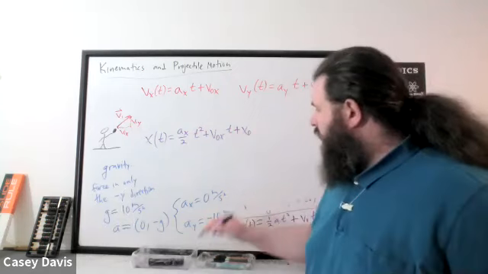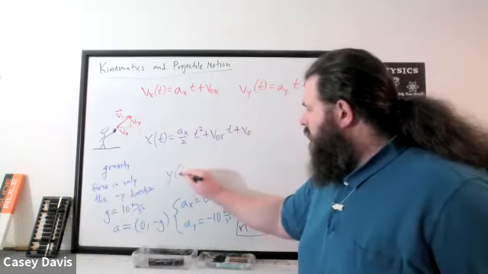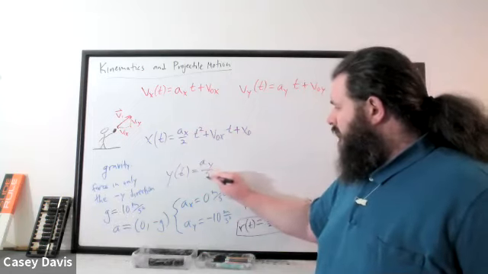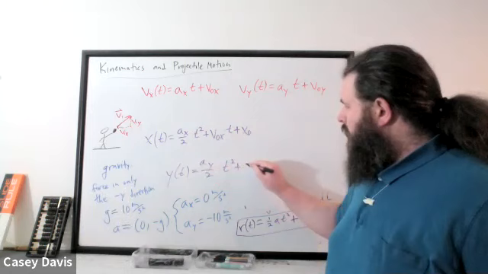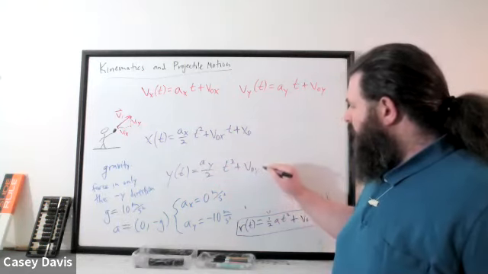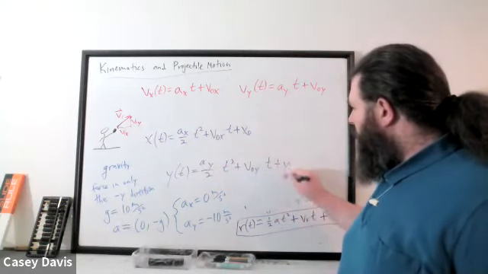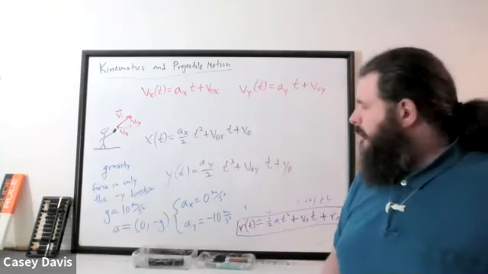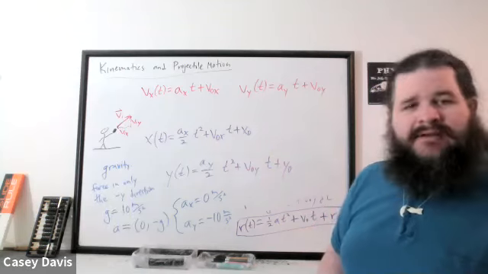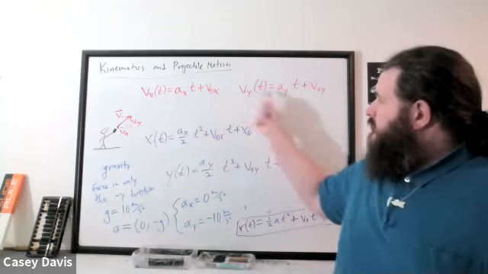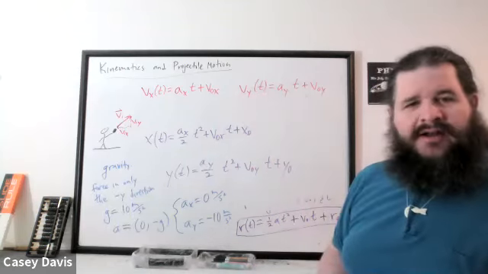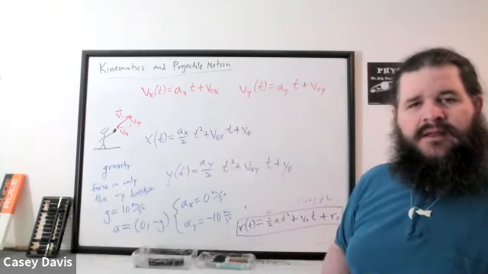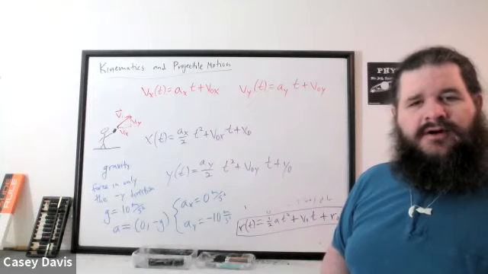And likewise, we can do the same for y. Y of t is the y component of acceleration over 2 times time squared plus just the y component of initial speed times time plus the starting height, like how far above the ground you start at. So we really have four equations here. We've got two equations for speed in the x direction and y direction, and two equations for position in the x direction and y direction. Any questions on those so far?